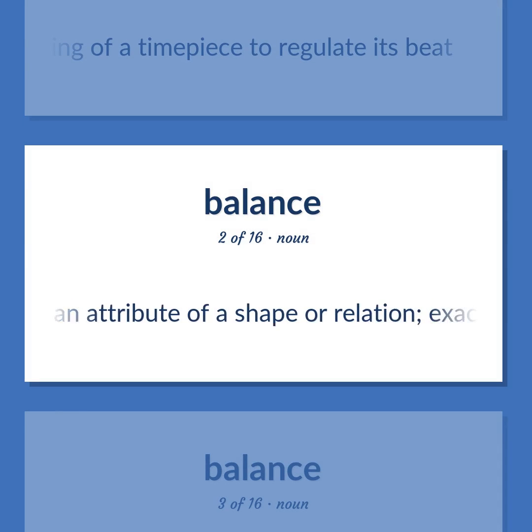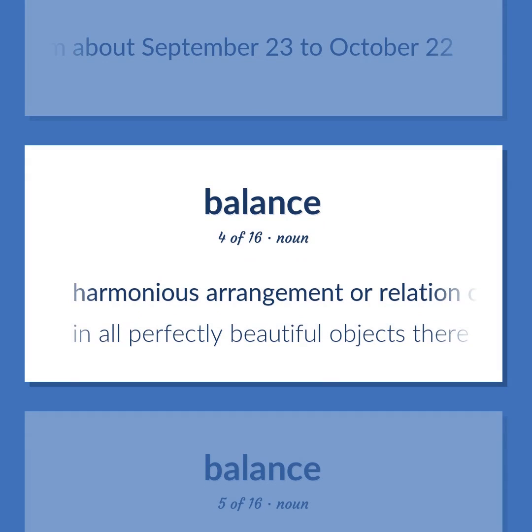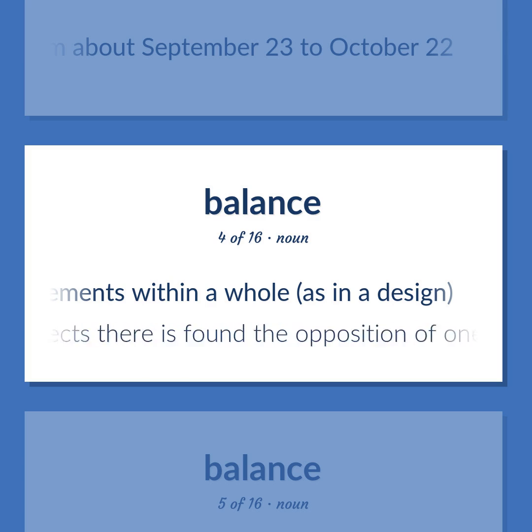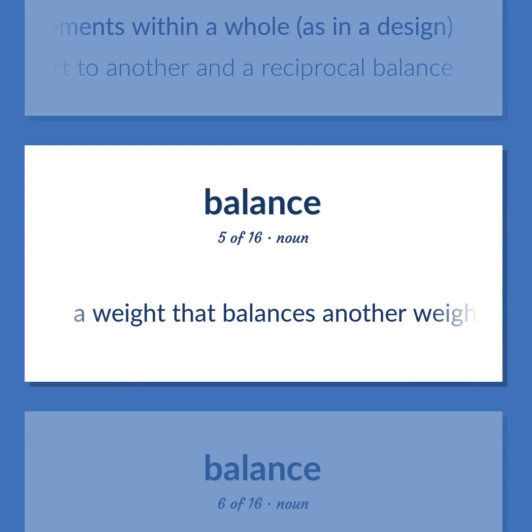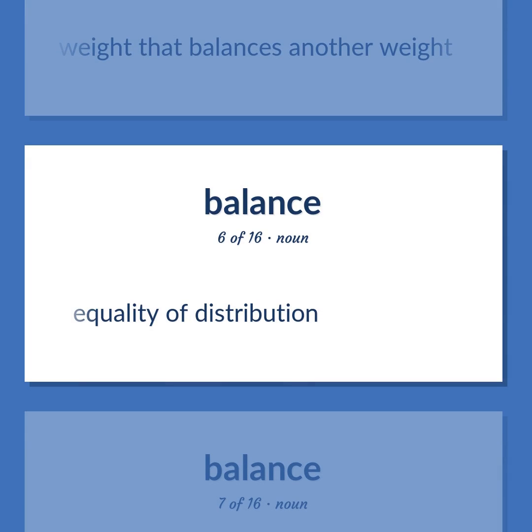Mathematics, an attribute of a shape or relation. Exact reflection of form on opposite sides of a dividing line or plane. The seventh sign of the zodiac. The sun is in this sign from about September 23rd to October 22nd. Harmonious arrangement or relation of parts or elements within a whole, as in a design. In all perfectly beautiful objects there is found the opposition of one part to another in a reciprocal balance. A weight that balances another weight. Equality of distribution.